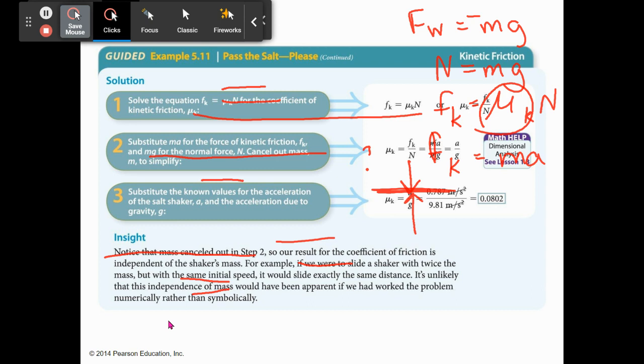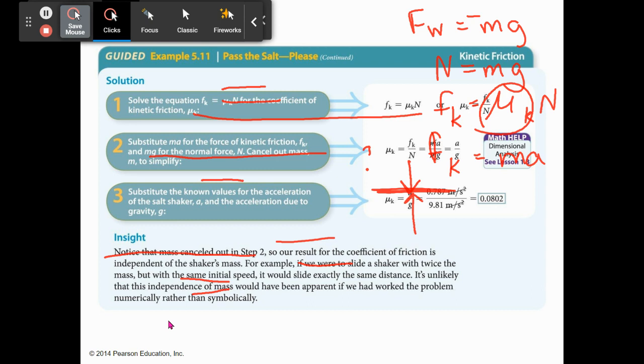Okay, so now what I'm going to do is plug in for each of those. So force of kinetic friction is mass times acceleration, right? And we have a mass and we have an acceleration, correct, in the problem. What is normal force? Mass times the force of gravity, right?